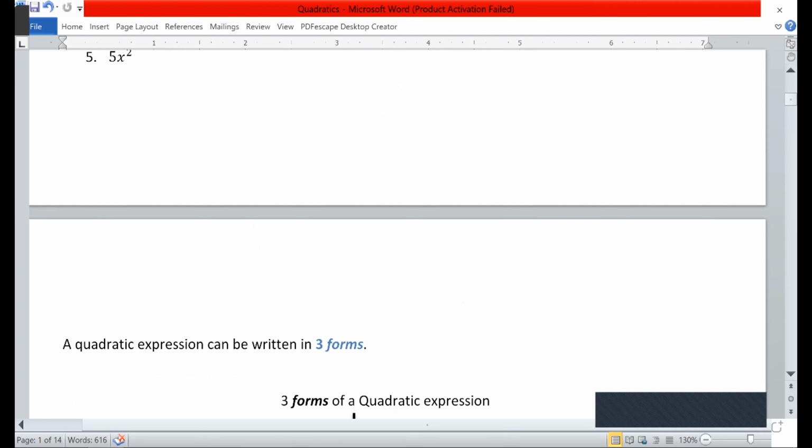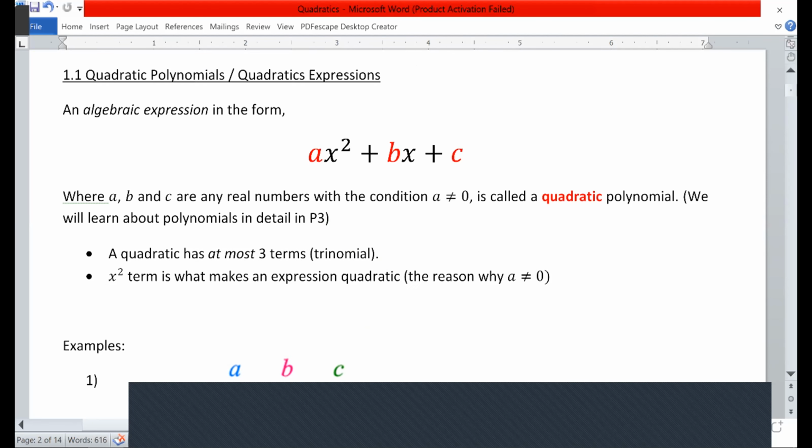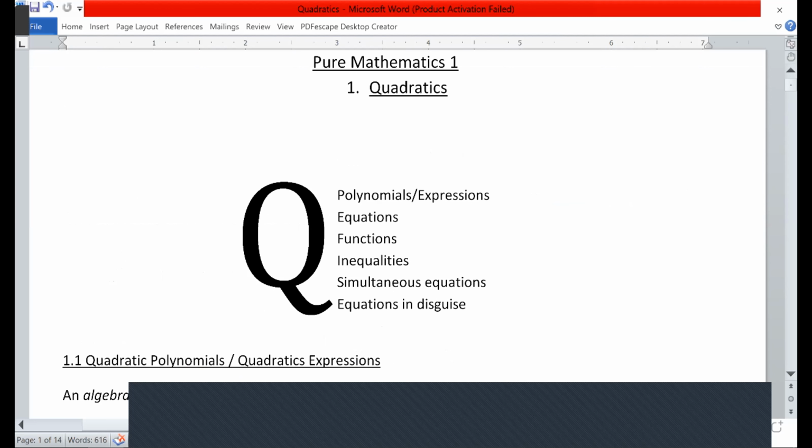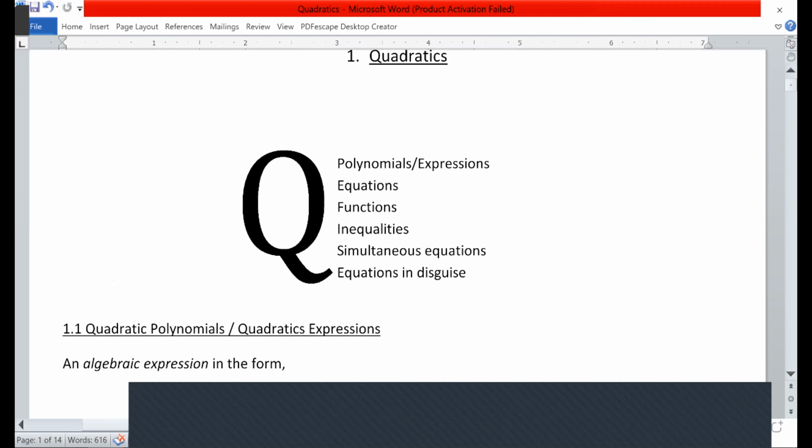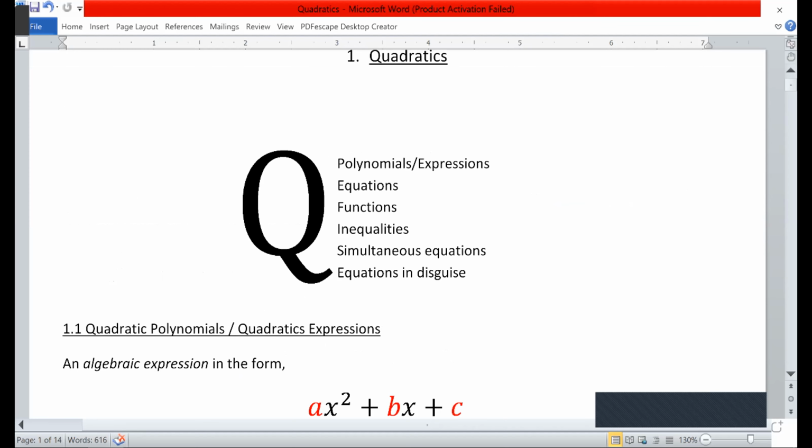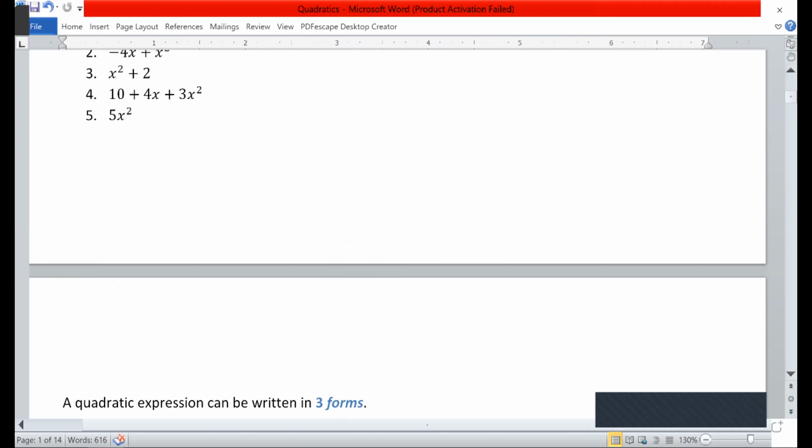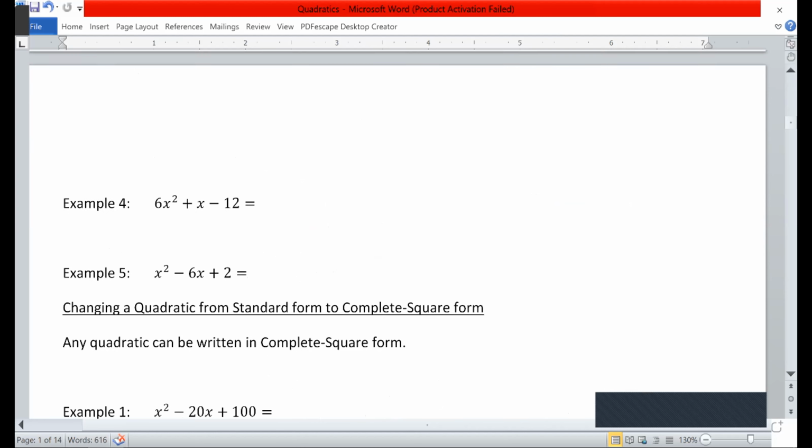So put your next topic parallel to this. Your 1.1 was quadratic polynomials or quadratic expressions, or simply quadratics. Your second topic that we are starting today, 1.2, is quadratic functions. Okay, so let me go to that.